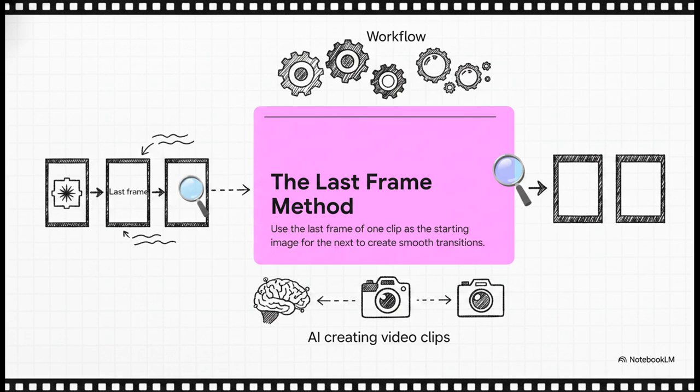Well, the pros use a really cool technique called the last frame method. You literally take the very last frame of your first clip, you save it as a picture, and then you use that picture as the starting image for your next clip. This forces the AI to keep everything looking the same, and you get these incredibly smooth, movie-like transitions.